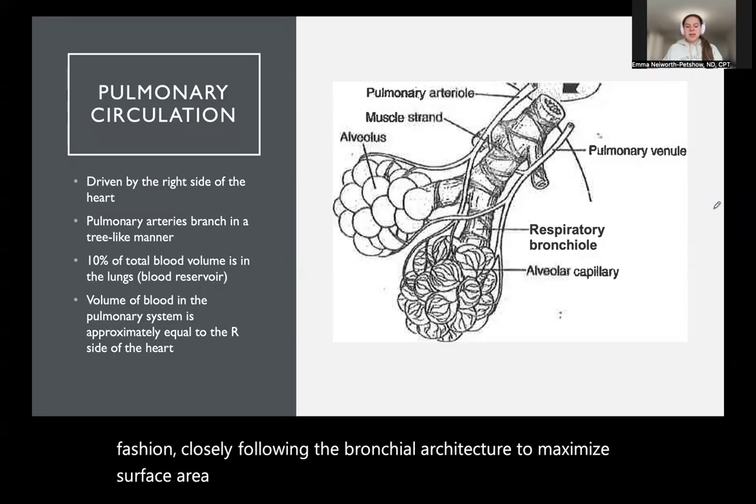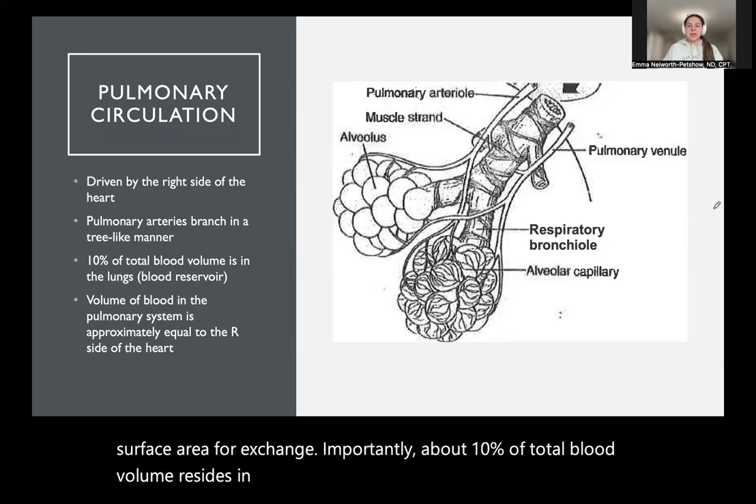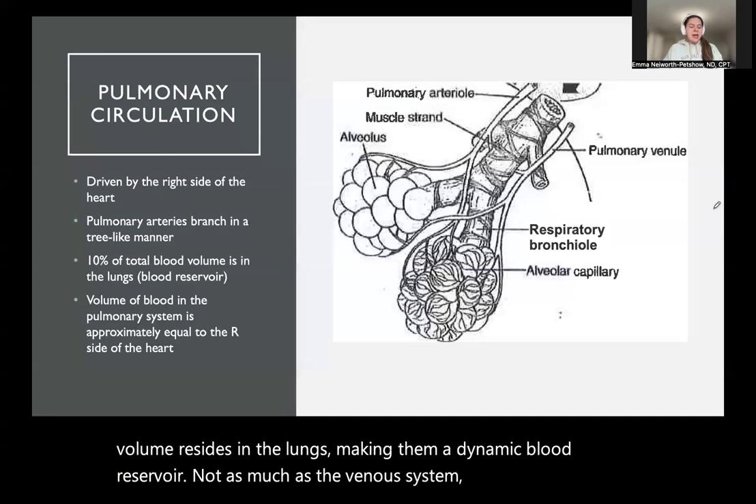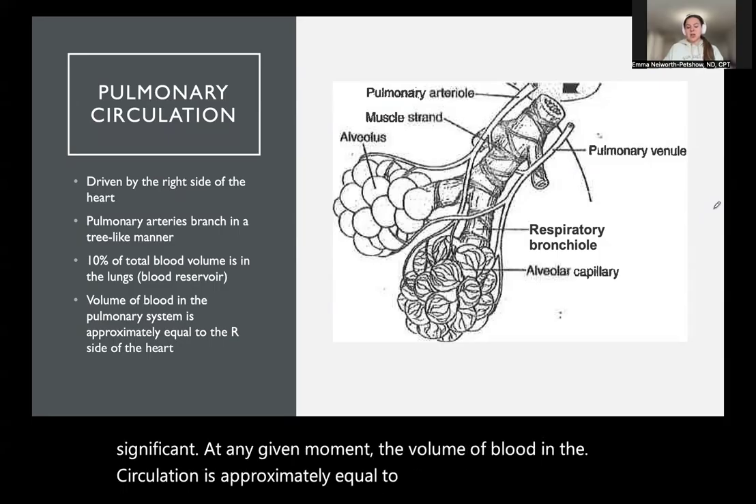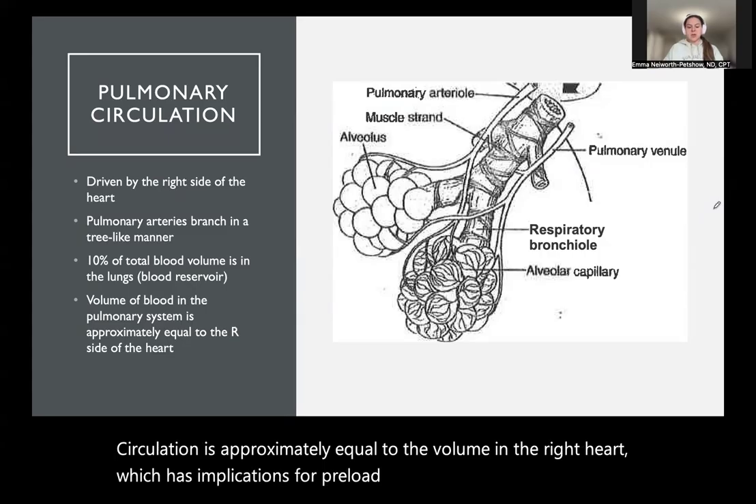Importantly, about 10% of total blood volume resides in the lungs, making them a dynamic blood reservoir, not as much as the venous system, but still pretty significant. At any given moment, the volume of blood in the pulmonary circulation is approximately equal to the volume in the right heart, which has implications for preload and rapid shifts during exercise or hemorrhage.